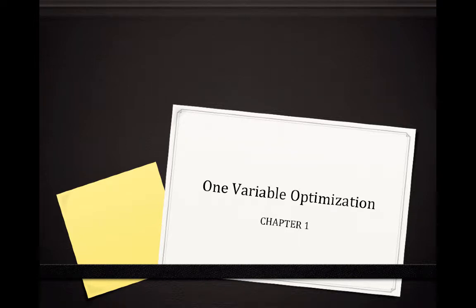Hi everybody. In this video, I am going to talk about one variable optimization problem. It is chapter 1 of the textbook. I will be talking about the procedure that can be used to solve problems using mathematical modeling. And also, I will illustrate this procedure called the 5-step method. Finally, I will explain an example to understand the method.